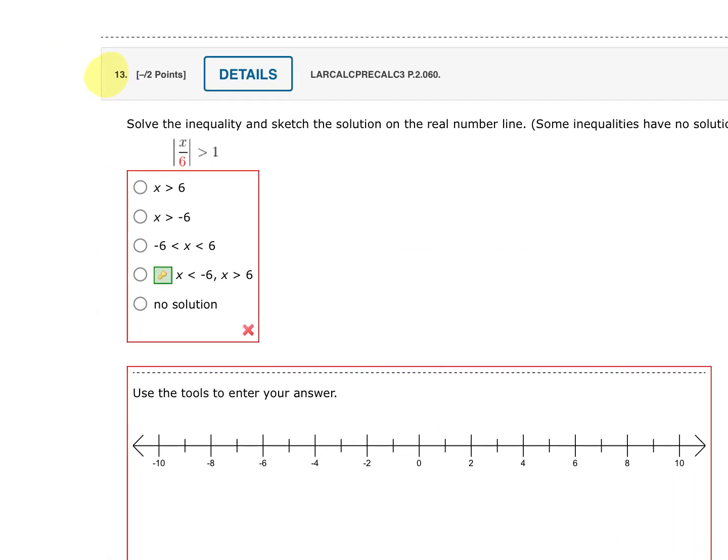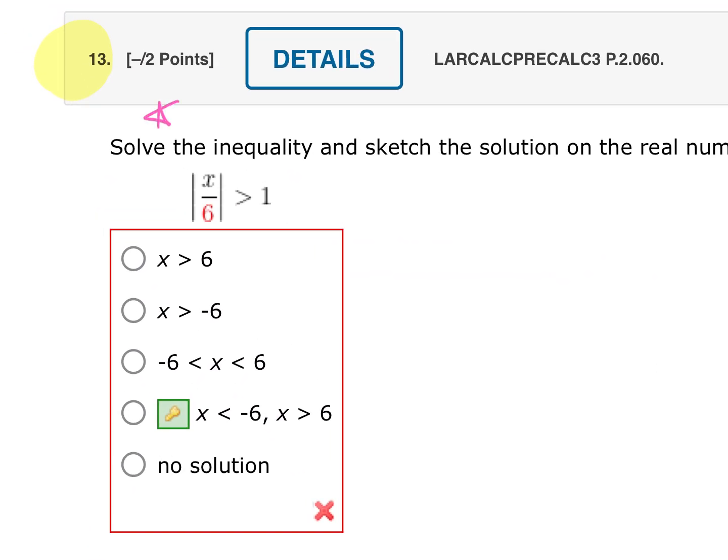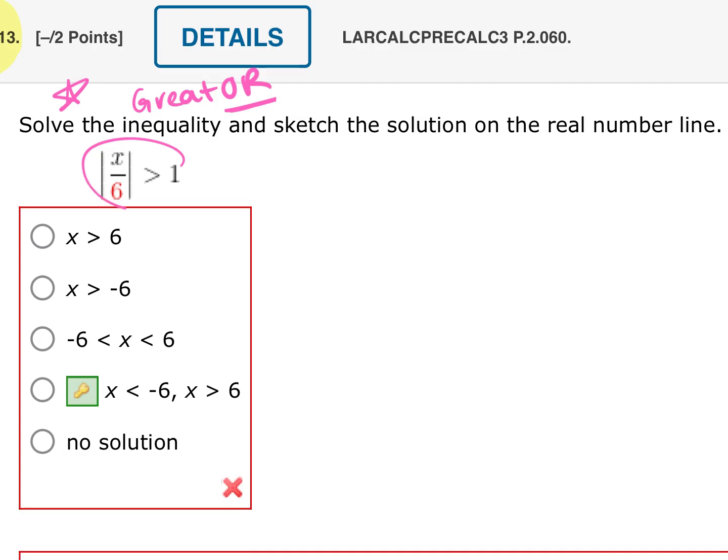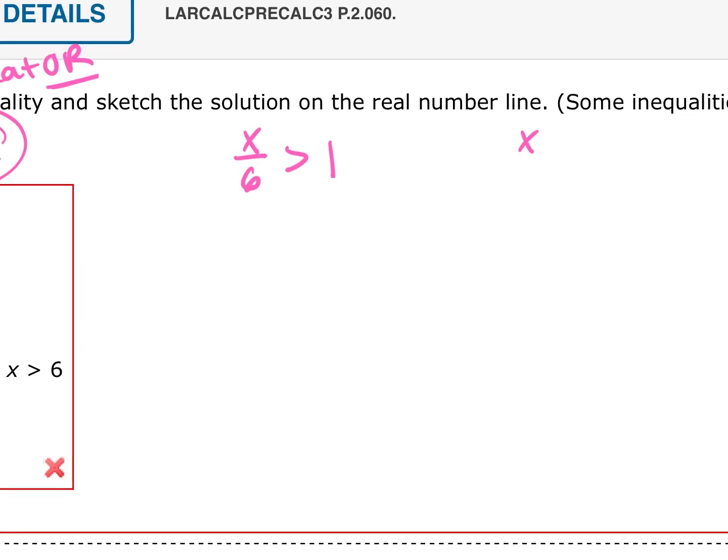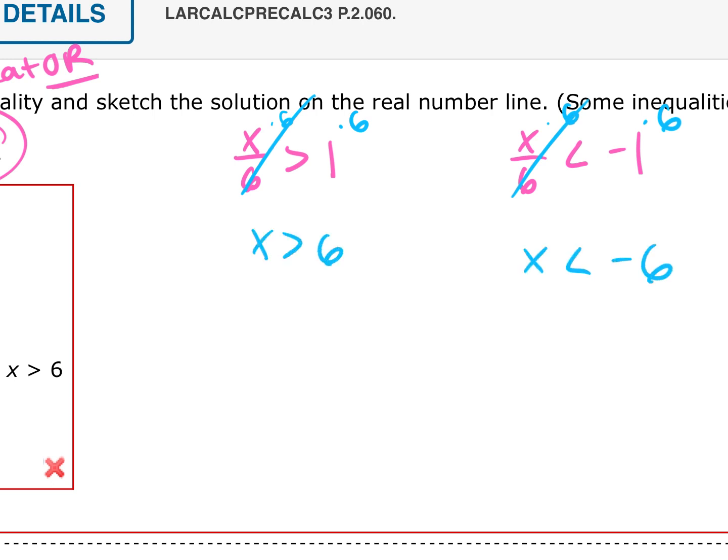Next, let's look at 13. Here this is an absolute value that's greater than. So when we split it up, if it's greater, it's going to be one or the other. So we got to split it up into 2. We keep the first one the same. We just get rid of the absolute value. So x over 6 is greater than 1. The other one, we switch the sign and make it negative. So x over 6 is less than -1. Then we just solve both of these. So multiply both sides by 6. So x is greater than 6, and x is less than -6.